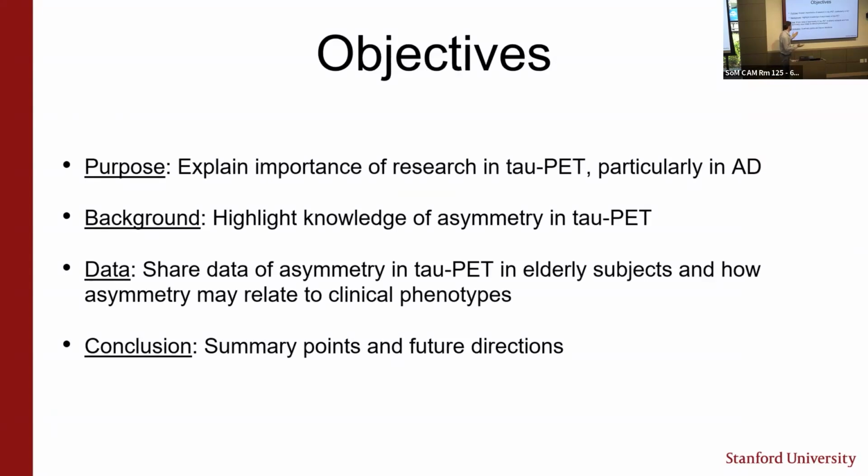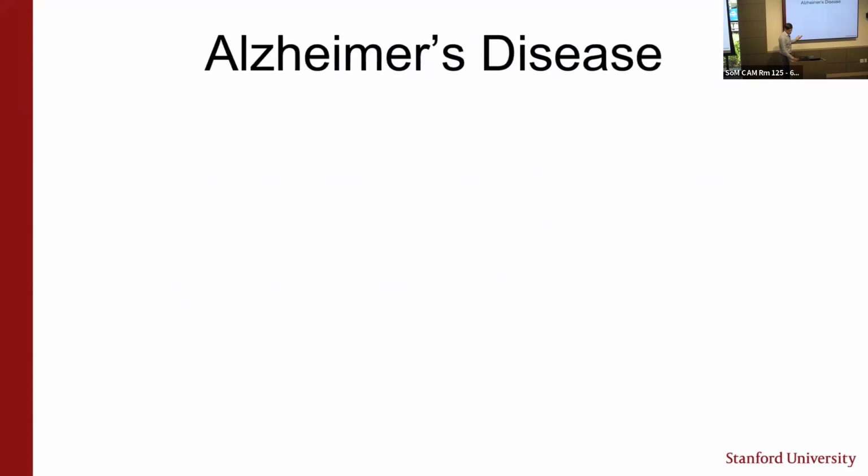So the purpose of today's talk, hopefully I'll convince you of the importance of tau PET imaging, particularly in Alzheimer's disease and asymmetry. I'll explain the little that we know about asymmetry in tau PET and then provide some of my data analysis on the subject, as well as potentially how it may relate to clinical phenotype, and provide some summary points and future directions.